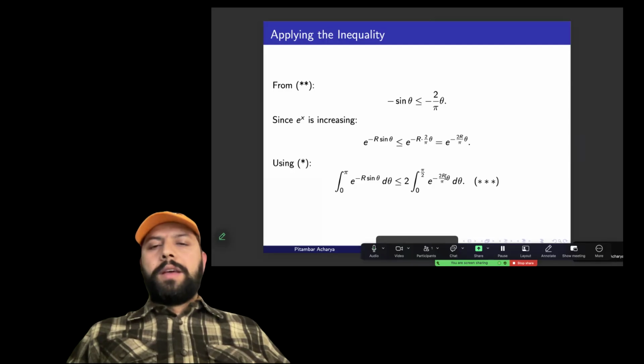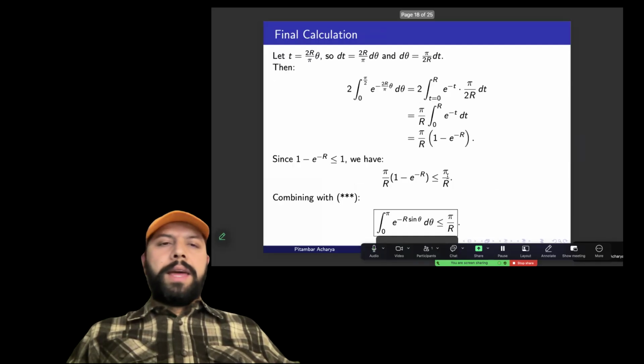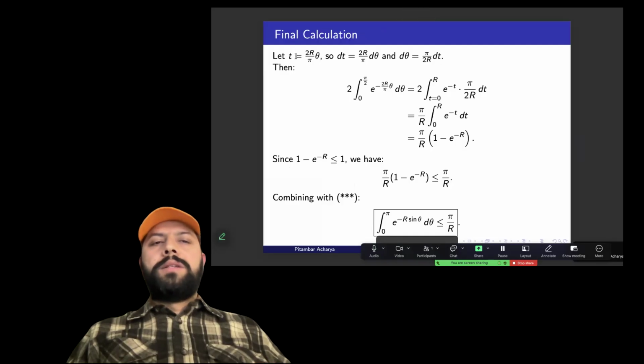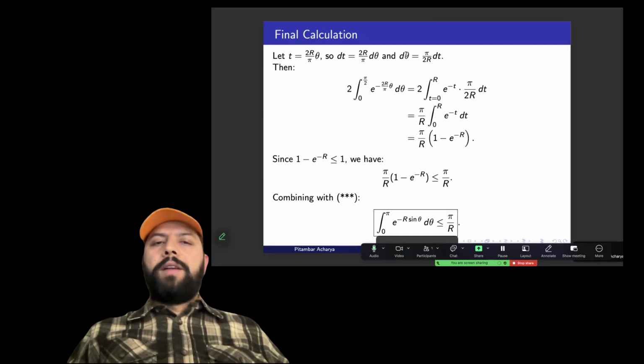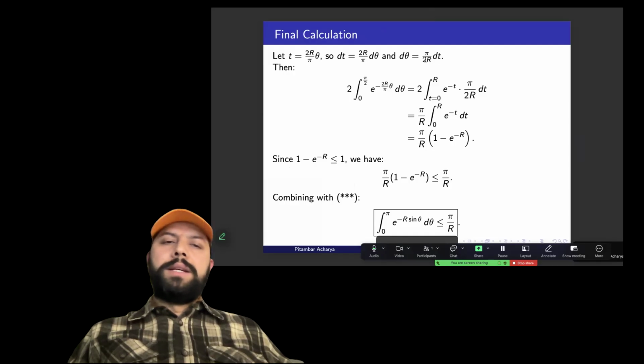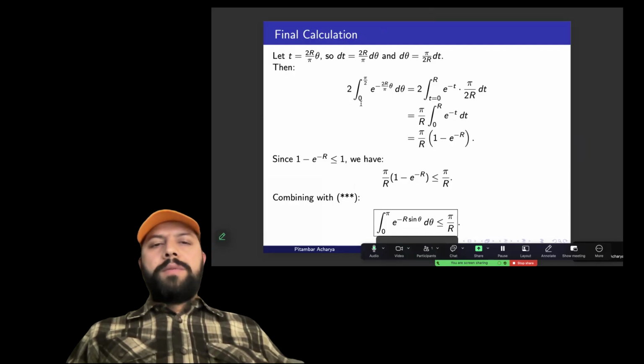we suppose this constant 2r over pi multiplied by this variable theta is t. So that dt equals 2r over pi d theta, and the value of d theta will be equal to pi over 2r times dt. So 2 times the integral from 0 to pi over 2 of e to the negative 2r theta over pi d theta is equal to 2 remains the same.